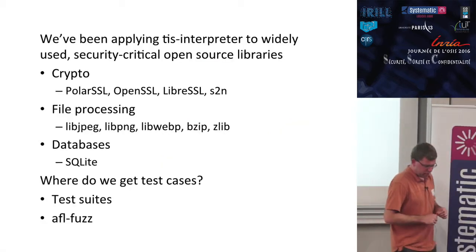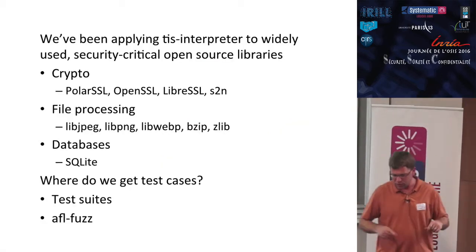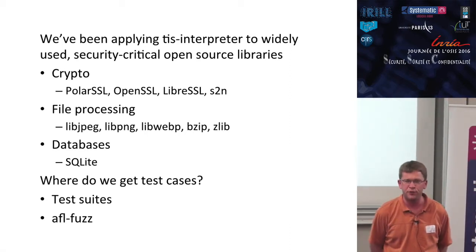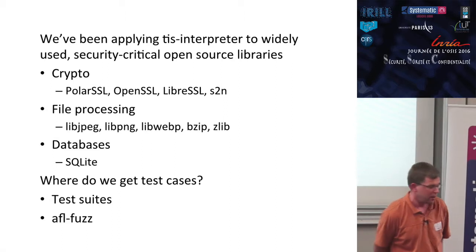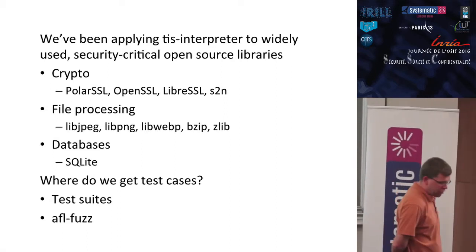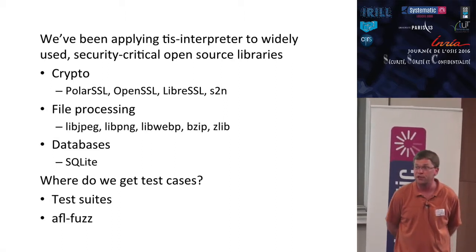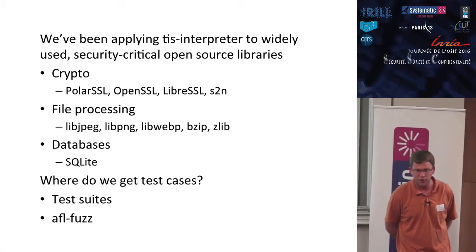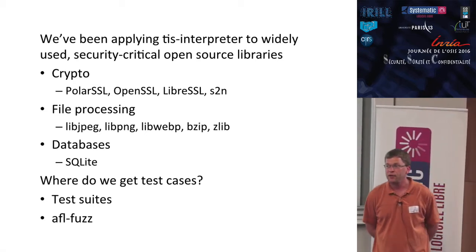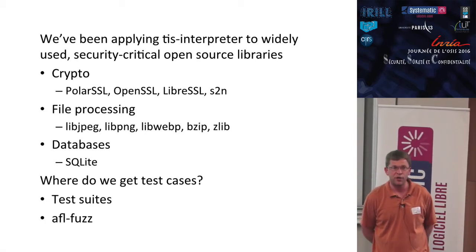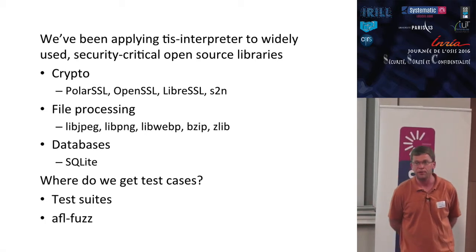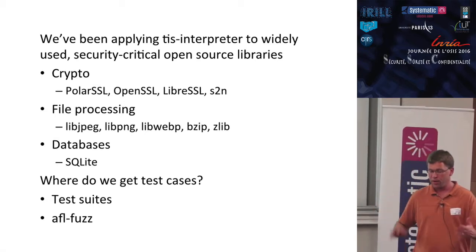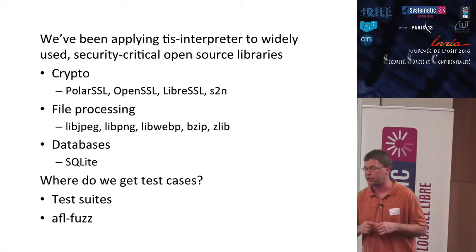One thing we've been doing at Trust-in-Soft is applying TIS-interpreter to some open source libraries that sit at the security boundary of the internet. Things like image decoder libraries and cryptography libraries sit there and process untrusted data from the internet. If you ever mess up processing untrusted data from the internet, somebody will take over your computer. Does that make sense? Somebody will take over your computer if you erroneously process untrusted data.